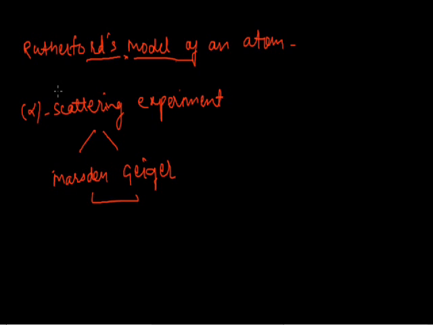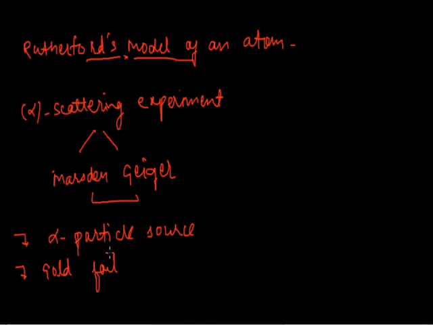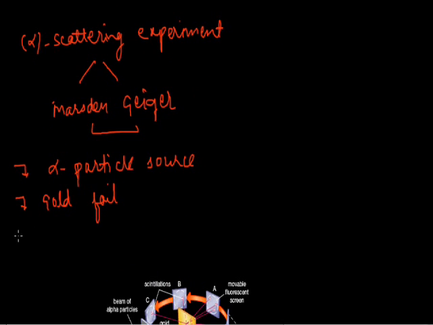Now a beam of alpha particles was obtained by placing polonium in a lead box and letting the alpha particles come out through a pinhole from the lead box. So for the experimental setup we required an alpha particle source, second we required gold foil, and third we required a lead box.